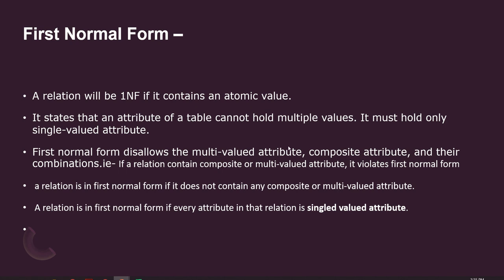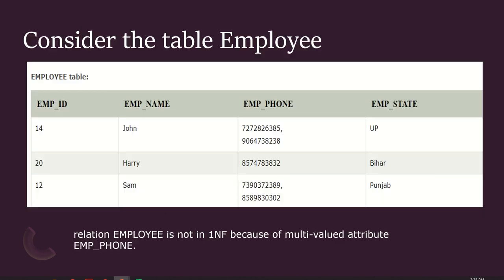All the rows must contain single valued attributes. The table should only contain single valued attributes. So I will show you one example figure. Suppose this is a table given and it is not in 1NF.